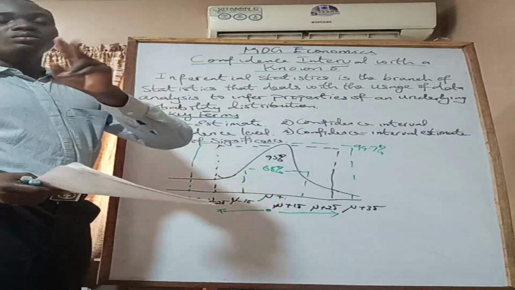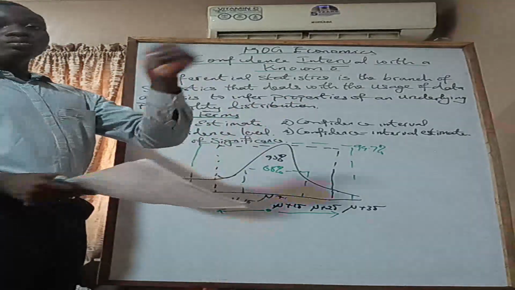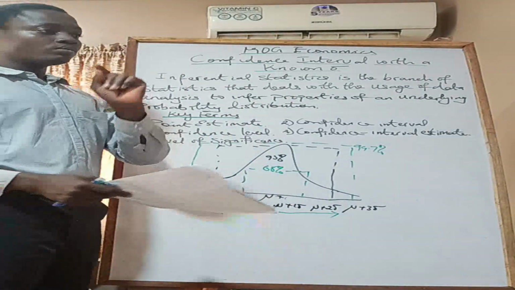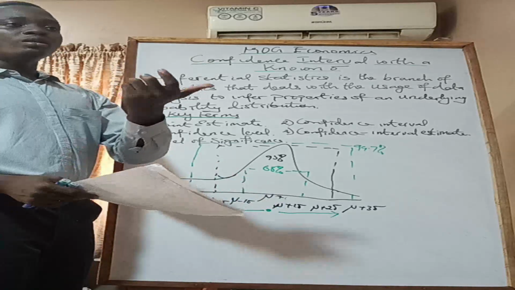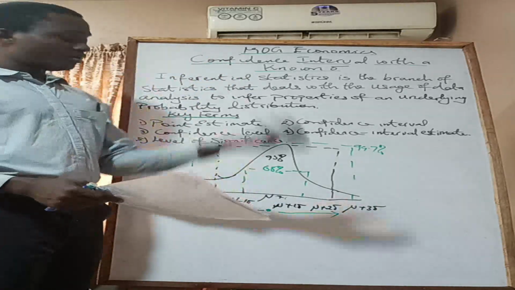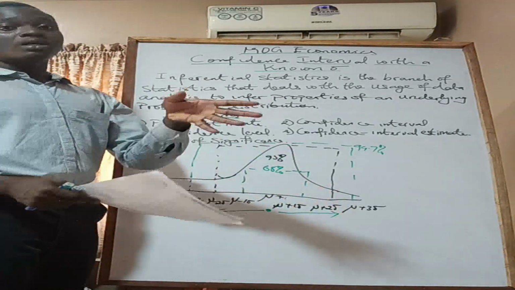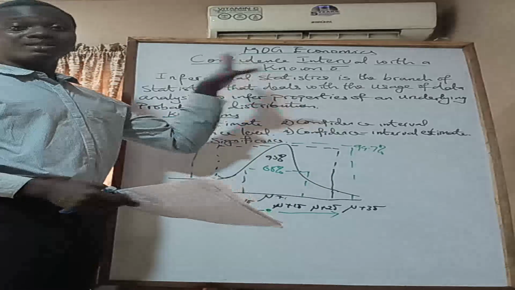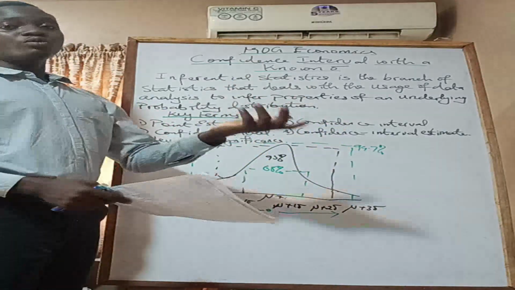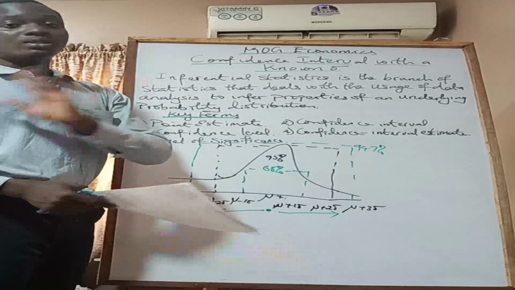Now, there are two shades of this. We are looking at confidence interval with a known standard deviation. Here we know the standard deviation, and we are looking for the population mean from a given sample. So we know the population standard deviation. Then we are going to move to a different part, the next class, where we don't even know the standard deviation.